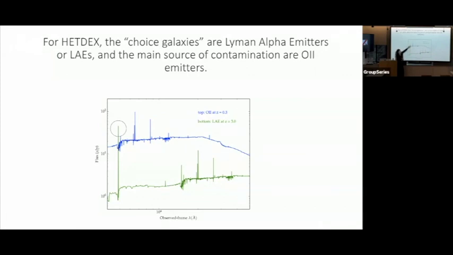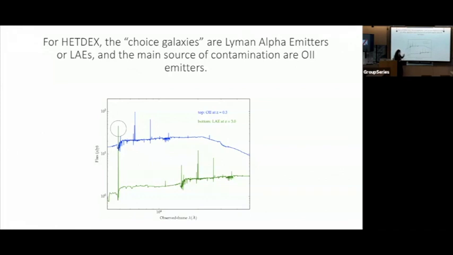Say that we're detecting this line. And you see here you have two spectra of galaxies. Actually, these are simulated galaxies, and I'll tell you more. It's the same spectrum, top and bottom, just redshifted by a different amount. So this one here is the LAE, the Lyman alpha emitter.